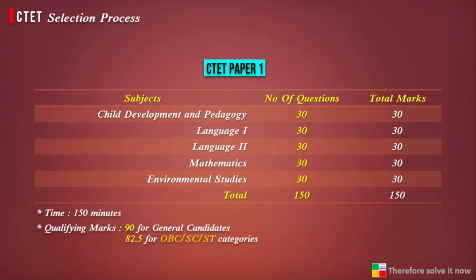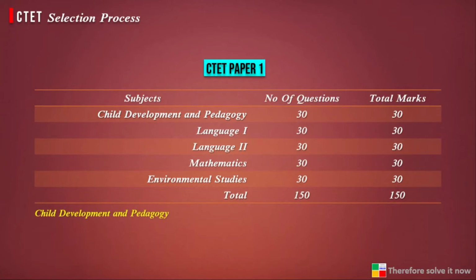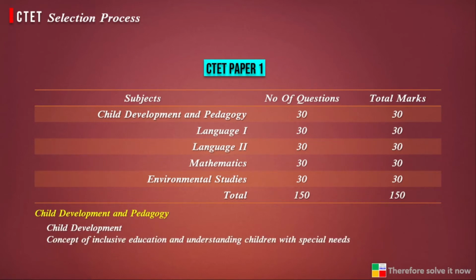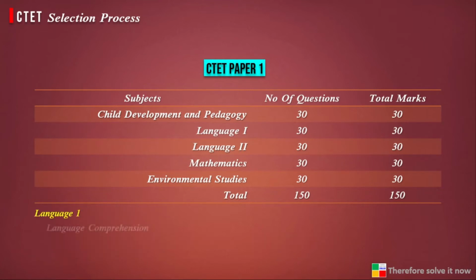And the qualifying marks are 90 for general candidates and 82.5 for OBC, SC, ST categories. In Child Development and Pedagogy in CTET paper 1, you have to read Child Development, Concept of Inclusive Education and Understanding Children with Special Needs, Learning and Pedagogy. In Language 1, you have to read Language Comprehension and Pedagogy of Language Development. In Language 2, you have to read Language Comprehension and Pedagogy of Language Development.